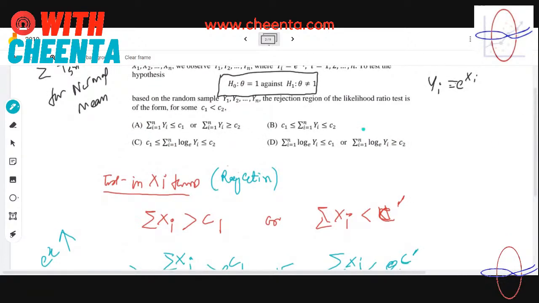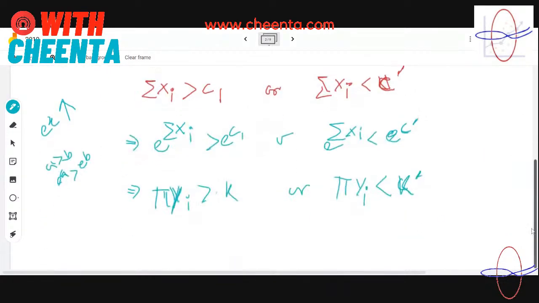Now, is it in product form? No, so we need to find it in log form. So you just take log. Log is also an increasing function. So for a greater than b, log a will be greater than log b.